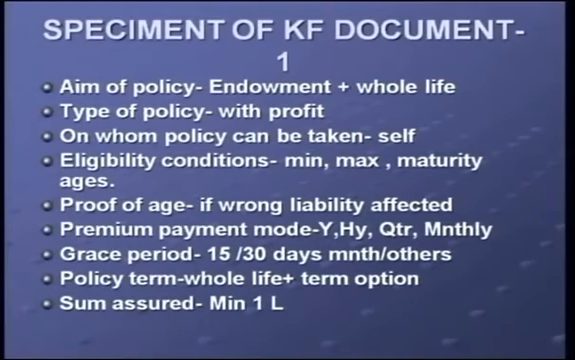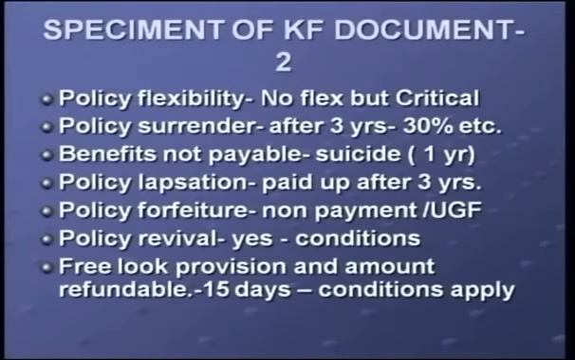Then premium payment mode: yearly, half yearly, quarterly or monthly. Grace period, available or not available. Generally it is available, 15 days or 30 days. 15 days for monthly payment, and for other payments, a 30 days grace period. Policy term, whole life type, and a term option is also available. Sum insured, minimum 1 lakh. Policy flexibility: here there is no flexibility, but critical illness cover can be added as an add-on during the currency of the policy.